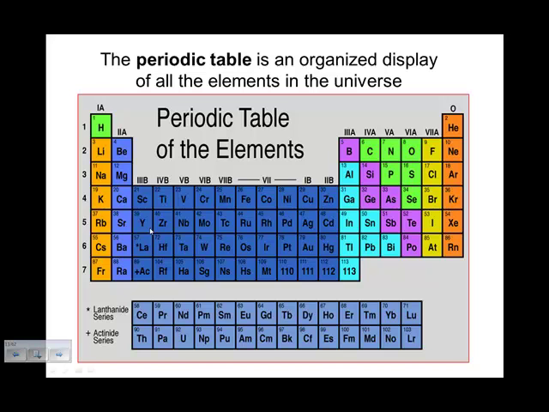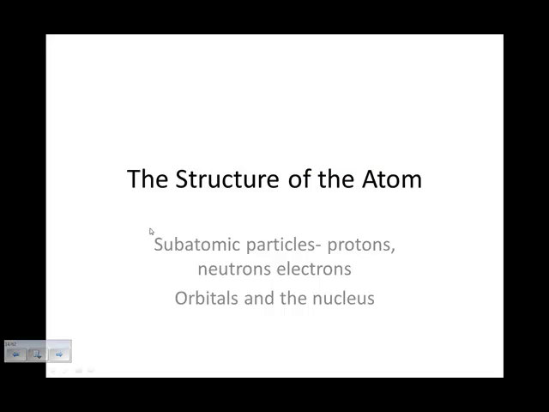On the right side, we have the noble gases. These are all gaseous: neon, argon, krypton, and helium. These are gases that we'll learn more about very soon.